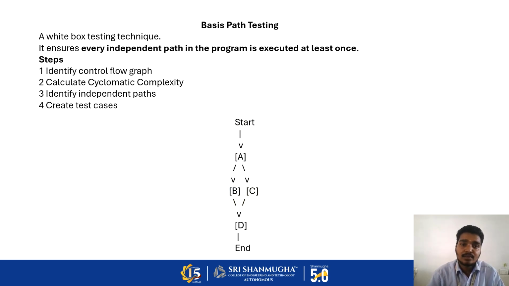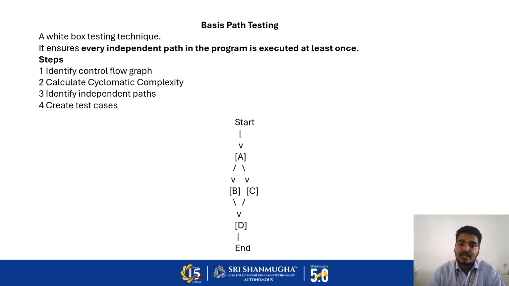Next is basis path testing. It is one technique in the white box testing method. It ensures that every independent path in the program is executed at least once. The steps are: first, identify the control flow graph; next, calculate the cyclomatic complexity; then identify independent paths; and finally create test cases. Now we see the flow diagram.